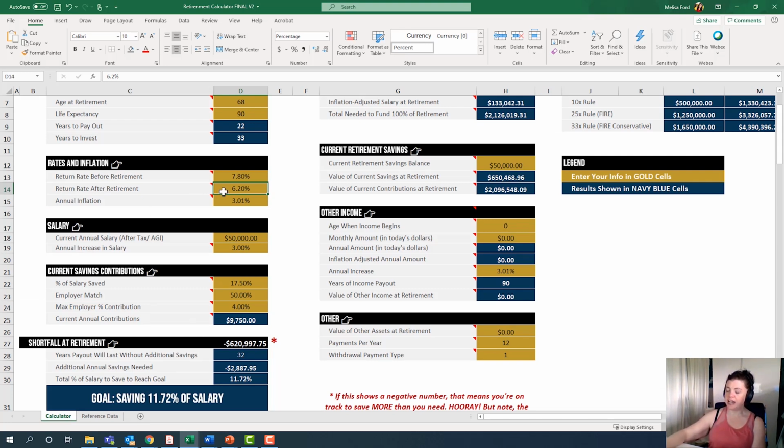But it's good to show a difference between what your investments are going to do before you retire, and if you're planning on changing that allocation after you retire, which most people do.